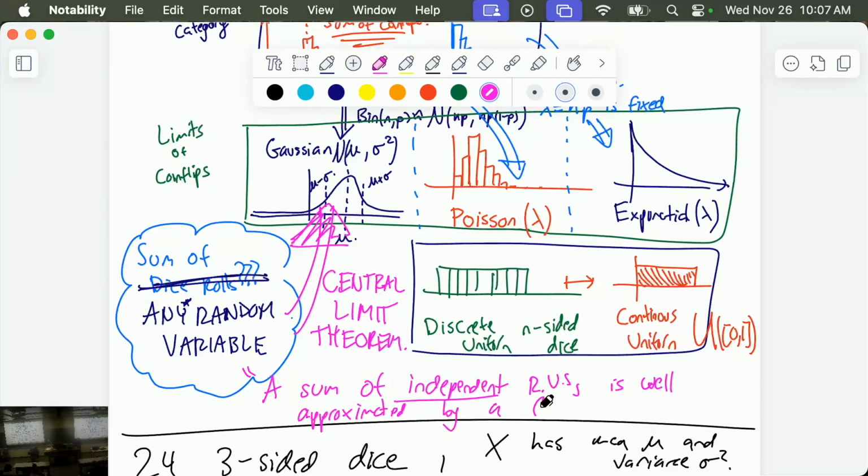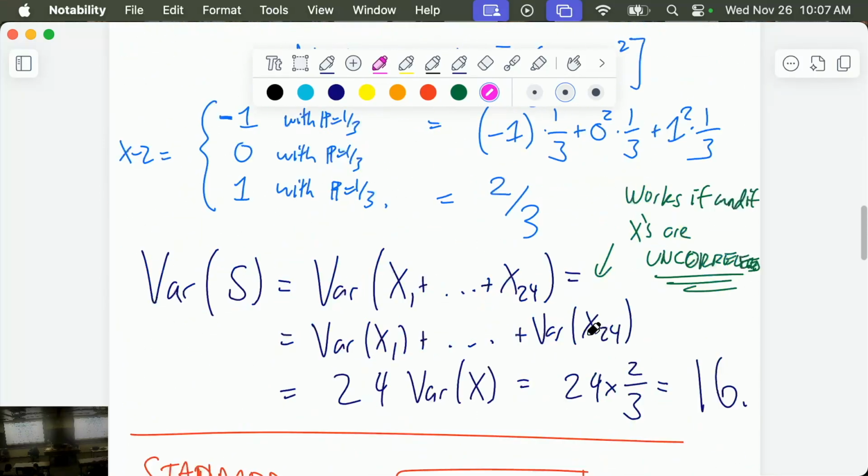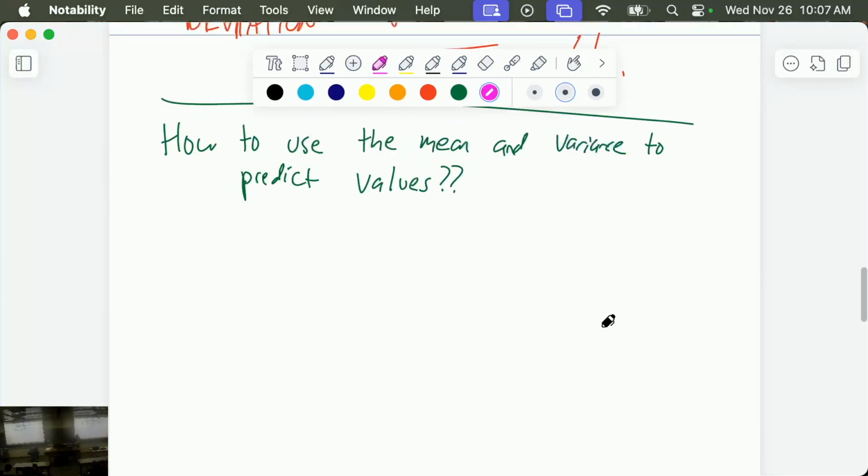by a Gaussian. So in other words, even though it would be very, very hard to get the exact distribution for the sum of dice, we can approximate it by the central limit theorem and say it's approximately a Gaussian. So we just use the CLT, the central limit theorem, to approximate.